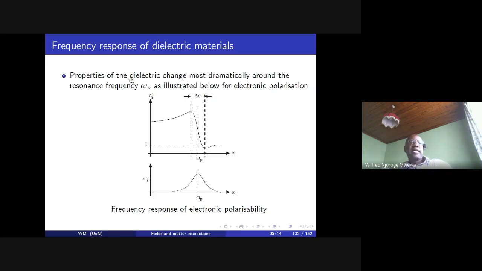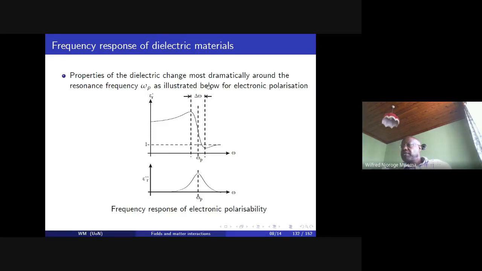So when we plot that against frequency, the property of the dielectric will change most dramatically around the resonance frequency omega p. Remember, don't refer to this as resonant frequency. Frequency is never resonant, but it's the resonance frequency. That is the frequency at resonance. The circuit may be resonant, but the frequency will not be resonant. So you should always use the terminology resonance frequency rather than resonant frequency, which you may find in some of the literature you'll be reading.